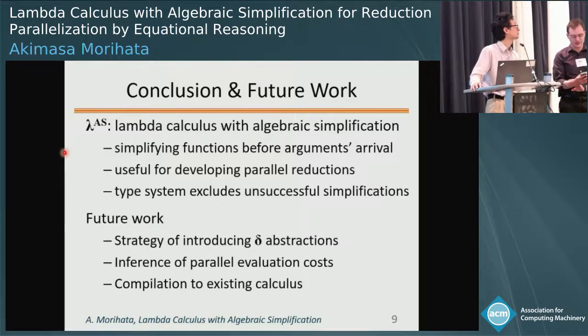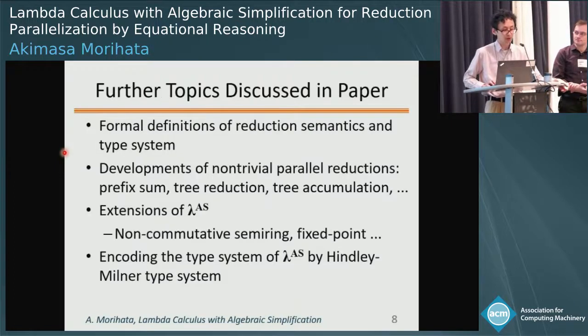Another question from Slido. Could delta be seen as a let rather than lambda? Yes, that is a good question. Actually, for encoding this type system to the Hindley-Milner type system, we use let polymorphism, because in this calculus, delta has two roles. First, to pass some unknown value to the body, and second, it is interpreted as lambda. This situation can be captured by let polymorphism. So in this sense, delta is very related to let.